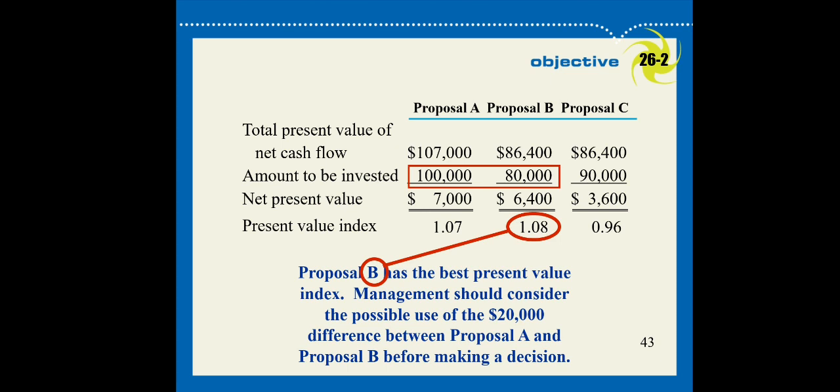Management should consider the possible use of the $20,000 difference between proposal A and proposal B before making decision. So the simple conclusion that you can see from here is proposal B is better compared to proposal A because the present value index is higher. So that's how you can use present value index to choose the best investment when there are several positive net cash flow investments.